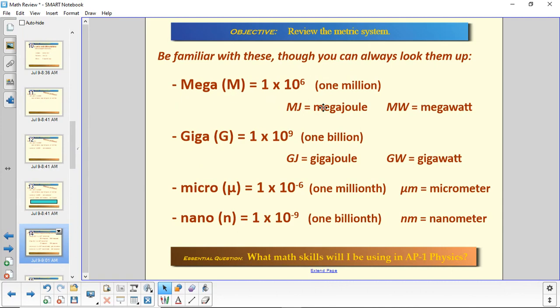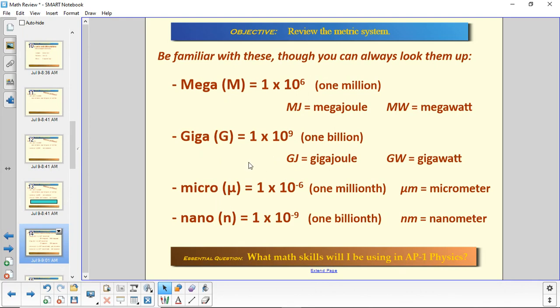So mega is 10 to the 6, which is a million. So a megajoule would be a million joules. A megagram would be a million grams. The prefix is mega. The abbreviation is a capital M. Giga is even bigger than a mega. It's a billion. So sometimes you hear about nuclear weapons being 10 megatons or a 1 gigaton explosion from like a meteor hitting the Earth or something like that. Giga is a billion, mega is a million, giga is capital G.